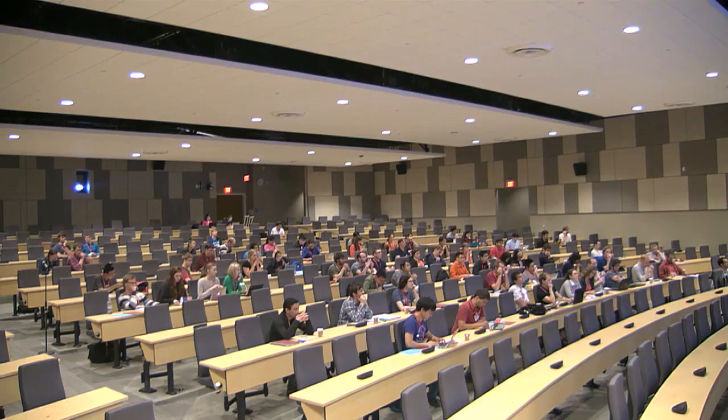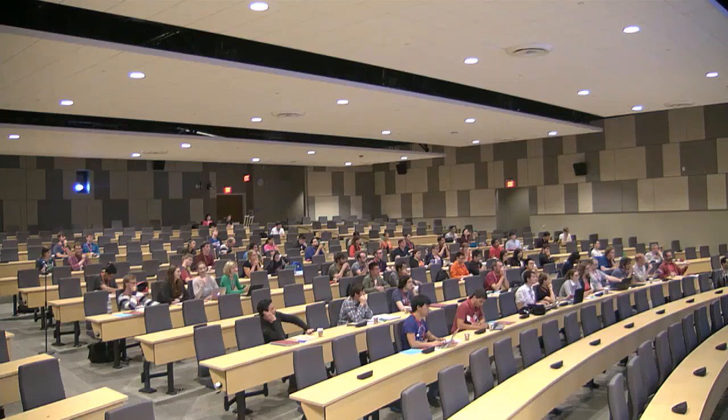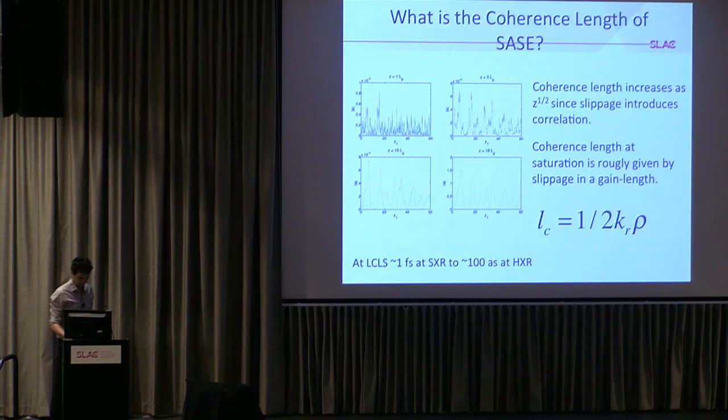Okay, let's see some colors. Yeah, I see a lot of green, that's good. Indeed, it is the slippage length acquired in a gain length. And it really depends on where you're looking, right? Because the coherence length technically increases like the distance across your undulator to the 1/2. But it is on the order of the slippage in a gain length.